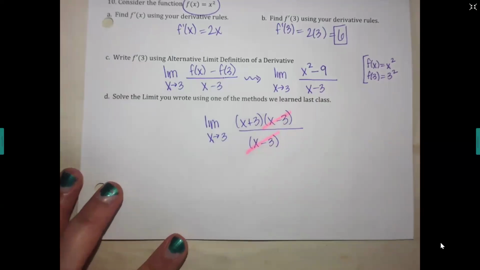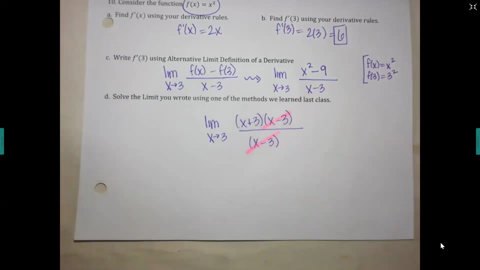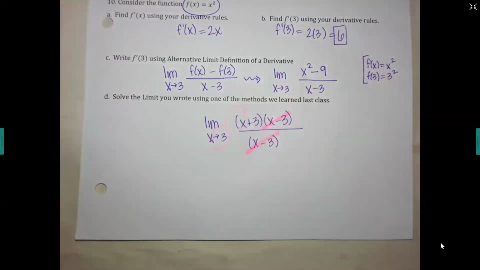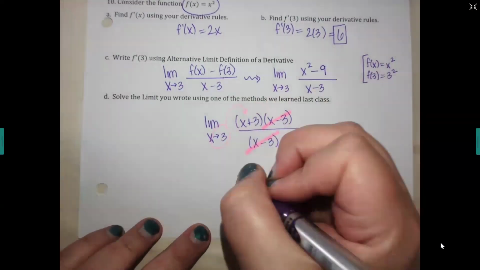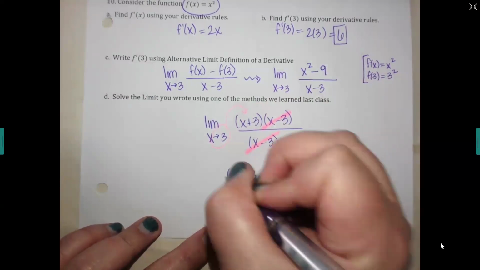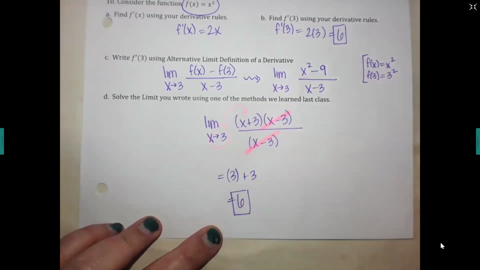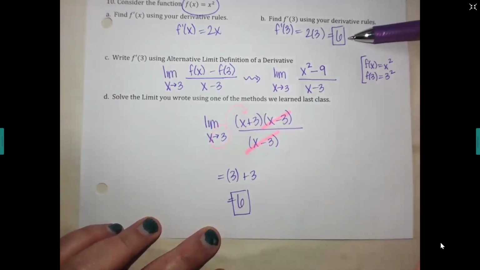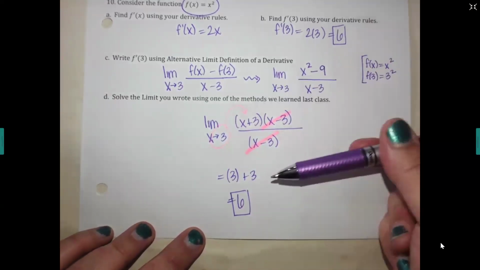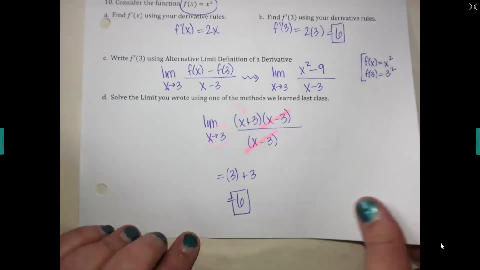Once I've factor canceled, what do I do with my x approach number? Plug it in. So 3 plus 3, what would that give me? 6. And what did we get when we did it via derivative rules? First we did it with your derivative rules, and then we did it using the limit strategies that we just learned. Okay, turn the page.